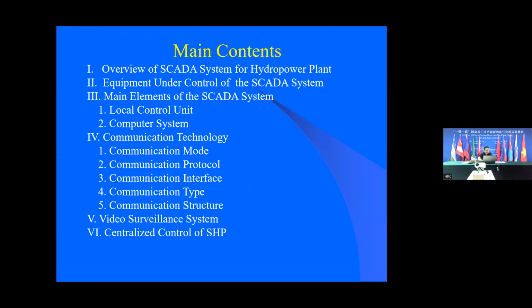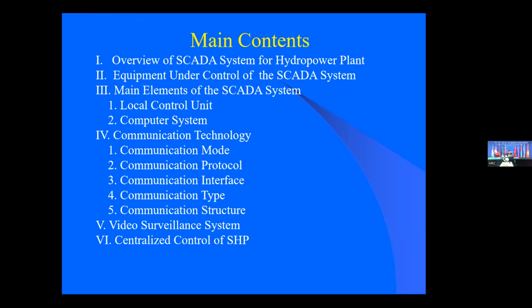So we have 6 main parts. First part will be an overview of the SCADA system for small hydropower plants. The second part will talk about the equipment and the control of the SCADA system. In the third part, we'll talk about the main elements of the SCADA system, including 2 main parts. First one is local control unit, and the second one is computer system. In the fourth part, we'll talk about the communication technology of small hydropower stations, including the communication model, protocol, interface, type, and structure. In the fifth part, we'll talk about the video surveillance system. And in the last part, we'll talk about the centralized control of SHP.